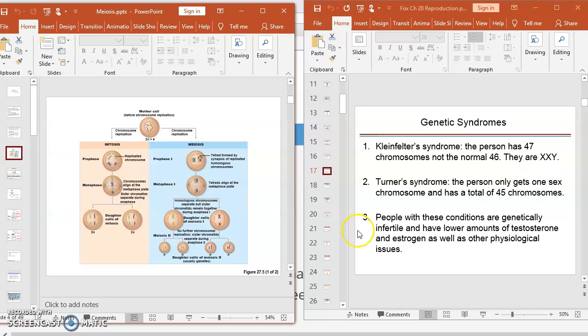Okay? If, however, there was non-disjunction, and they did not separate in such a way that one cell did not get anything but one sex chromosome, then that's what we call Turner syndrome, which is oftentimes written XO. So these individuals, because they don't have all that, are infertile. They have low levels of hormones that would be sex hormones and so forth. Again, something to look at under the meiosis aspect.